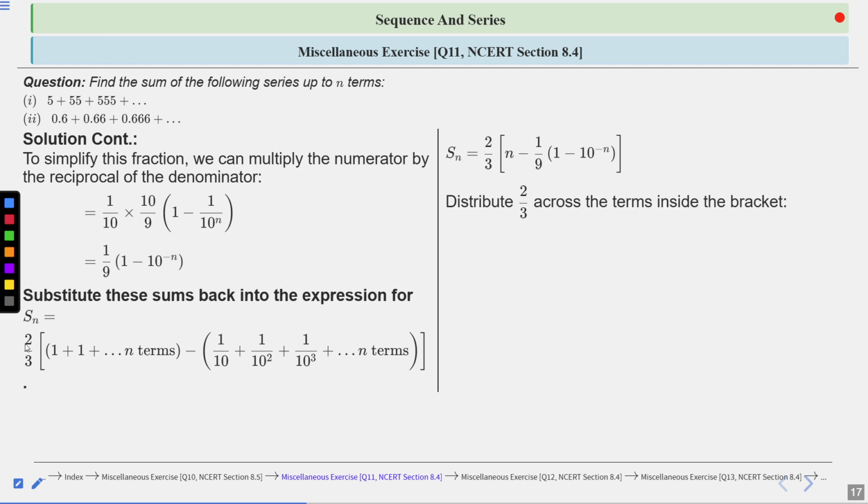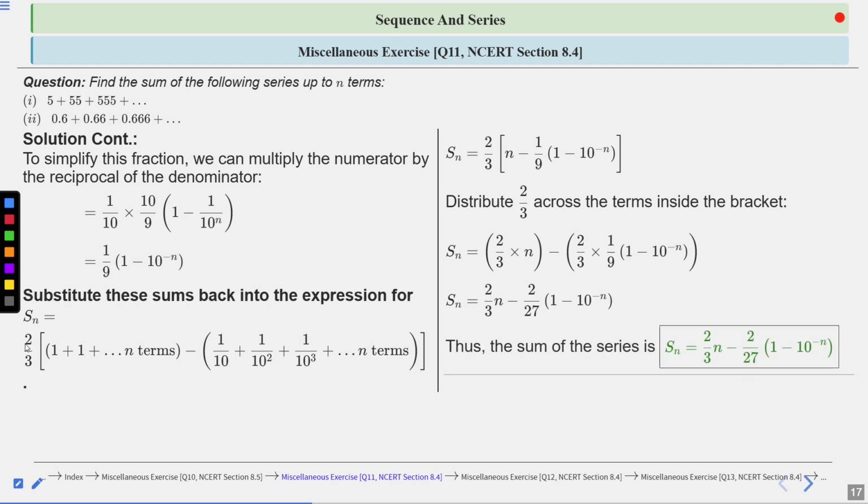Distribute 2 by 3 across the terms inside the bracket, we will get Sn will be equal to 2 by 3 n minus 2 by 3 into 1 by 9 into 1 minus 10 to the power minus n, right? Hence Sn will be equal to 2 by 3 n minus 2 by 27 into 1 minus 10 to the power minus n, right? Thus the sum of the series, Sn, is equal to 2 by 3n minus 2 by 27, 1 minus 10 to the power minus n, right? So this will be the right answer, okay?